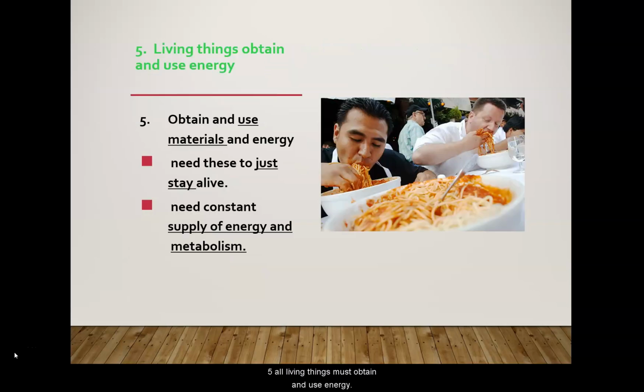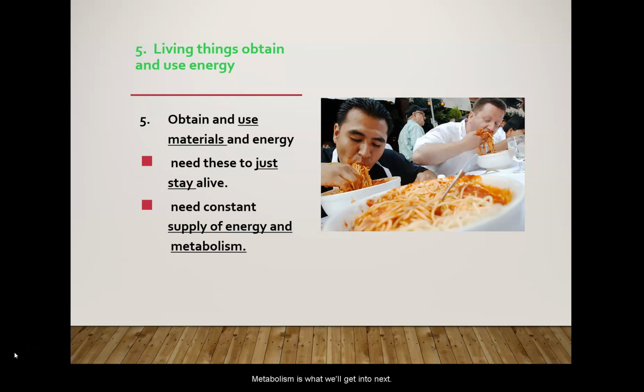5, all living things must obtain and use energy. In other words, to obtain energy, consume food. Plants, to obtain energy, consume sunlight. So number 5, fifth characteristic of all living things is they obtain and use materials and energy. They need these just to stay alive, and they need a constant supply of energy and metabolism.